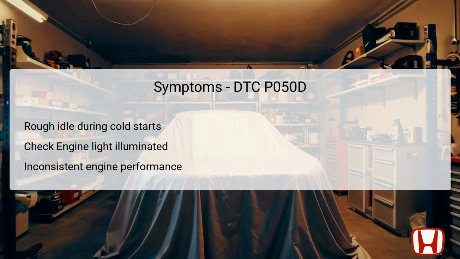Several symptoms may indicate a P050D error code. Drivers may notice a rough idle when the engine starts from cold, characterized by fluctuations in engine speed and stability. The check engine light may also illuminate, prompting the need for a diagnostic evaluation. Inconsistent engine performance can manifest during initial acceleration, where the vehicle may stall or hesitate, affecting overall drivability.